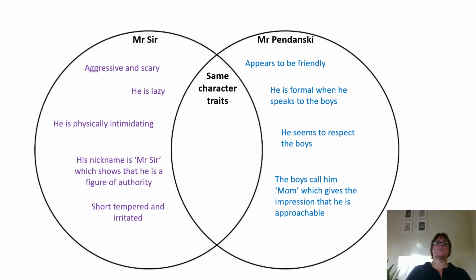All right. So let's have a look at the middle one. The same character traits. What is the same about these two guys? First of all, they are both in charge of the camp. And then the next one, they're both scared of the warden. Now, we don't know why the warden is scary yet. We have yet to find out. But for these two guys to be scared of the warden, that person must be very, very scary indeed.